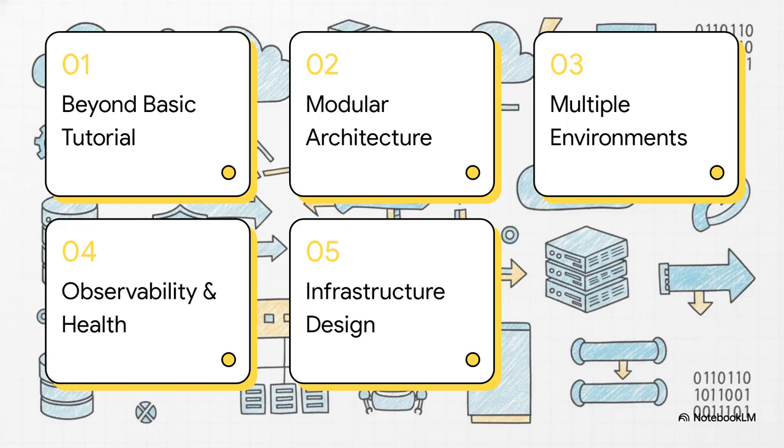So here is our roadmap for the Explainer today. First, we'll go beyond the basic tutorial. Second, we'll see this modular architecture in action. Third, we'll navigate through multiple AWS environments. Fourth, we're diving into observability and system health. And finally, we'll unpack the deliberate infrastructure design decisions that pull this whole thing together.